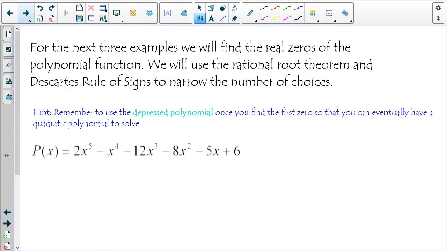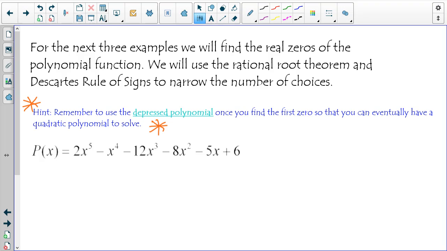All right, so now we're going to put everything together. So for the next 3 examples, and I want to say it's actually only 2, but whatever. Who needs to count in math class? Actually, I think I took one out because they take so long, okay? For the next examples, we're going to find the real zeros of the polynomial function. We're first going to use the rational root theorem to see what they could be. Then we're going to use Descartes' rule of signs so that we can narrow down the number of choices, okay? And then hint, people forget this, and I say it all the time, but I'm going to put stars even. Remember, once you find one of the zeros, use that depressed polynomial from then on. Then if you find another one, now use that new depressed polynomial.